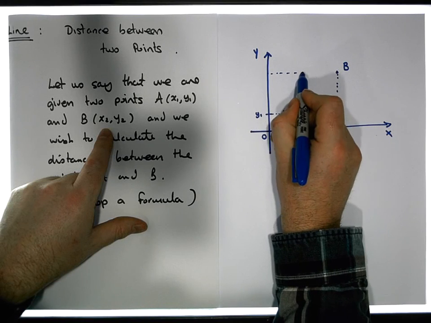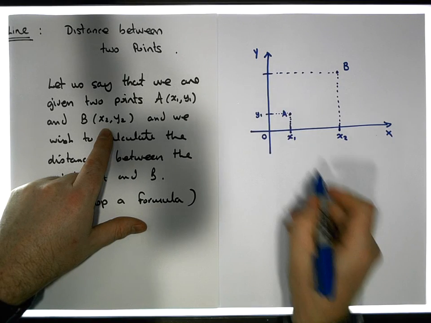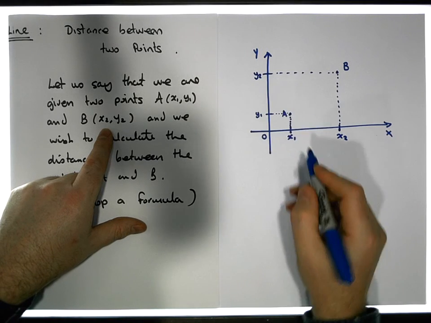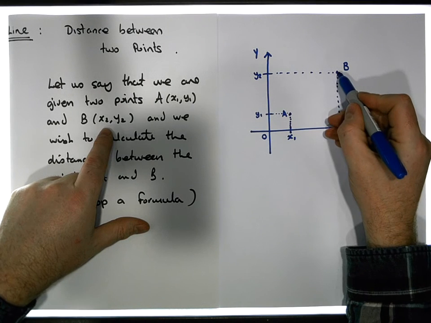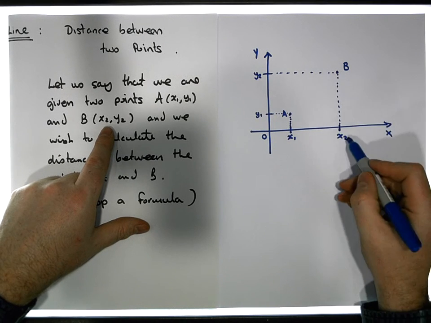It's a distance of y2, okay, away from the origin in the y direction. That gives us the point B, which is represented or can be found from the coordinates x2, y2.